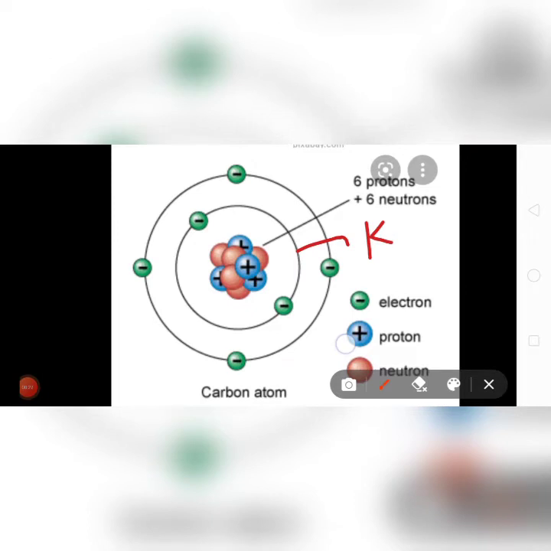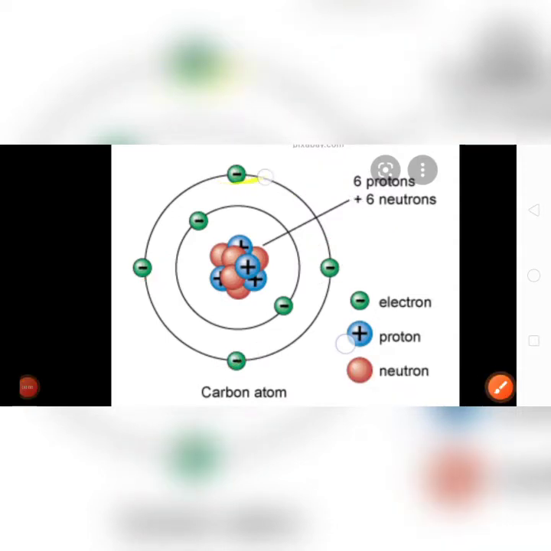And its outermost shell consists of 1, 2, 3 and 4 electrons. This outermost shell is known as the L shell, and it consists of 4 electrons. All these 4 electrons are known as valence electrons, and all these valence electrons are responsible for covalent bonding in the carbon atom.